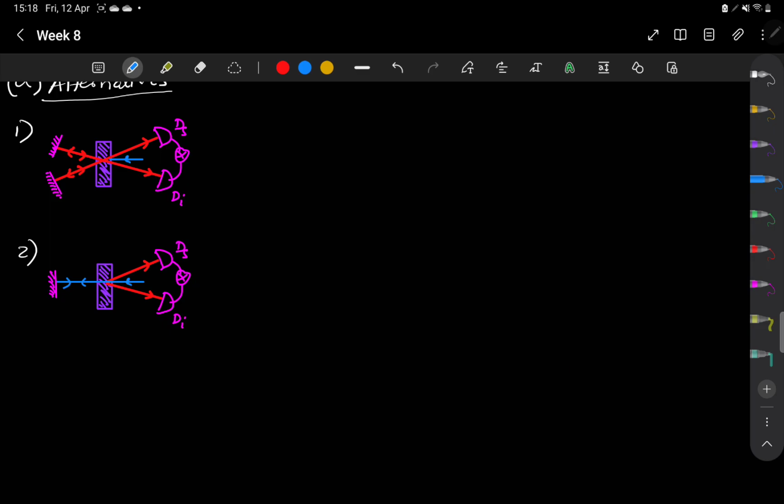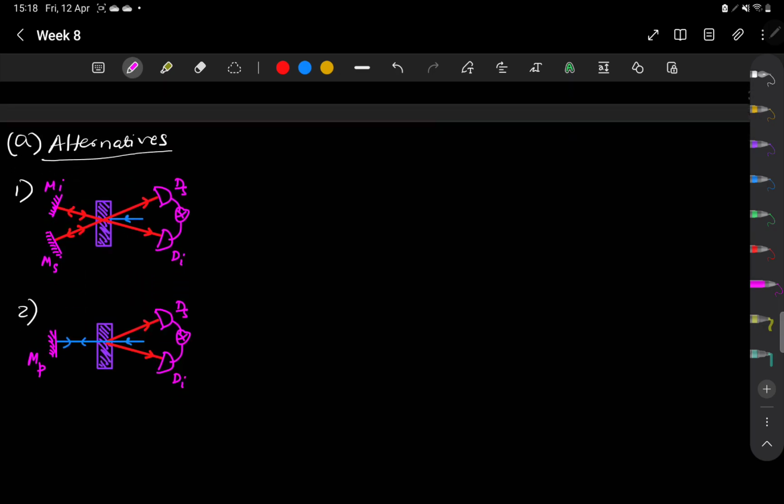First one is wherein the pump is coming and gets down converted immediately and goes through these two mirrors MI and MS. The second is when it does not get down converted initially, gets reflected from the mirror MP, and then when coming back it gets down converted. So now we can represent them in terms of the unfolded paths.